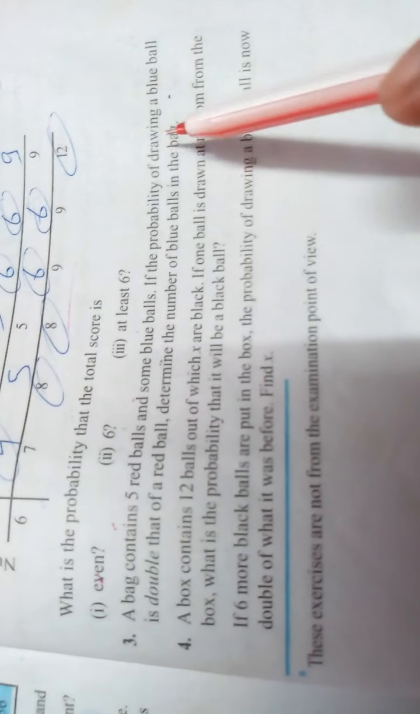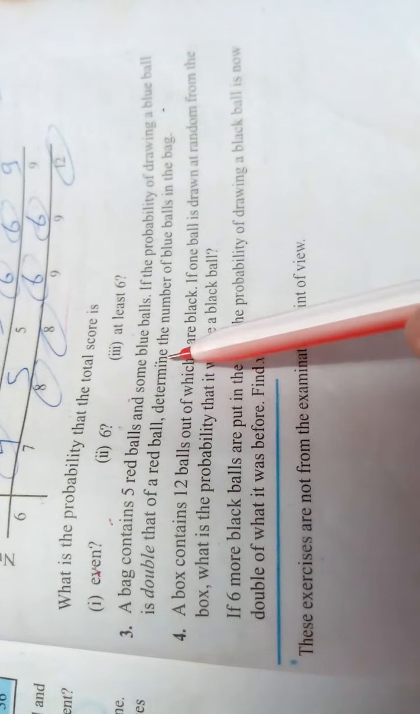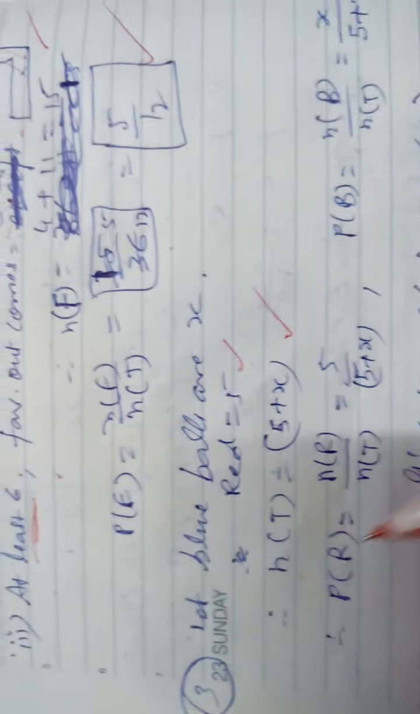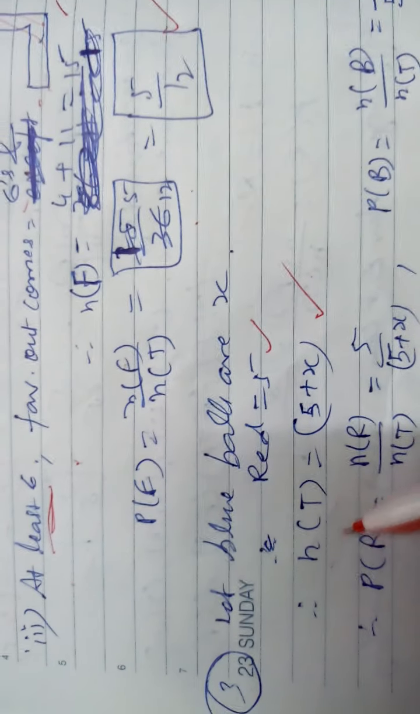Question number 3 is given. A bag contains 5 red balls, some blue balls. The probability of drawing a blue ball is double that of the red ball. Very good question. Determine the number of blue balls. Let the number of blue balls be x. 5 was red. Then what is the total? 5 plus x.